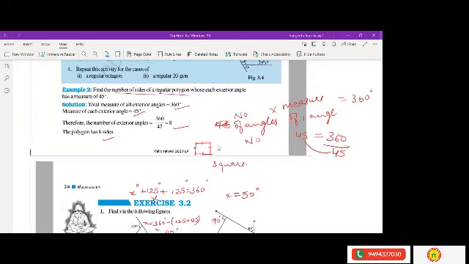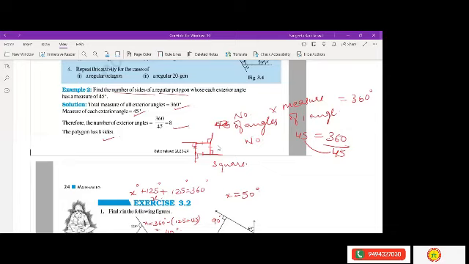Now the total measure of all exterior angles is 360 degrees. Ye hamein pata hai. This is the exterior angle here. This is the exterior angle here. This is the exterior. This is the exterior. So here the exterior angle is this. Exterior angle is this. Exterior angle is this.